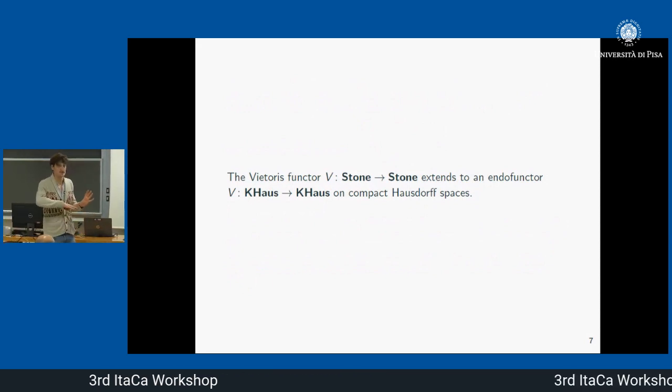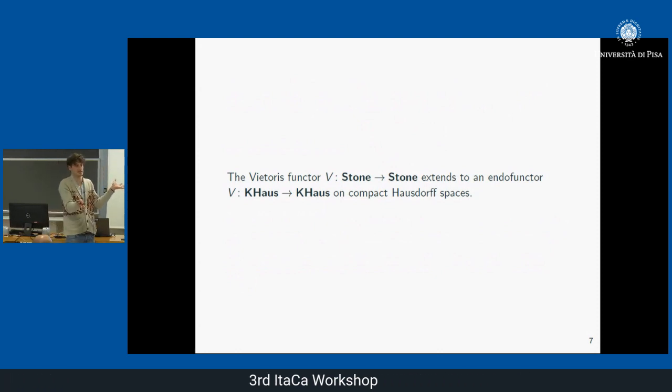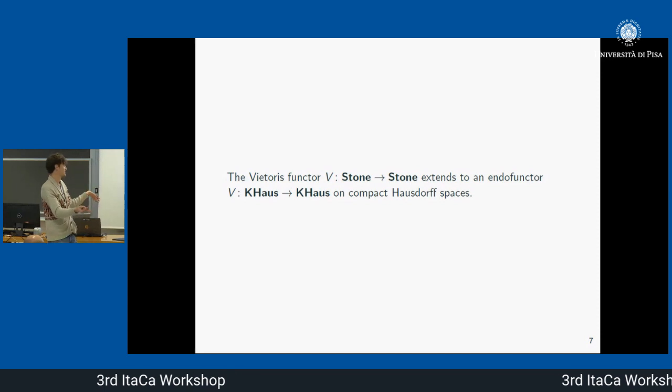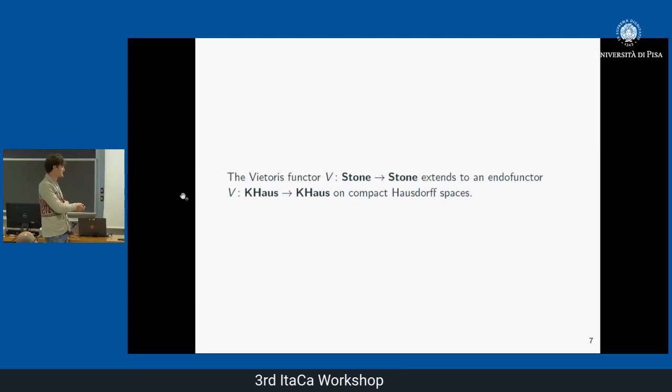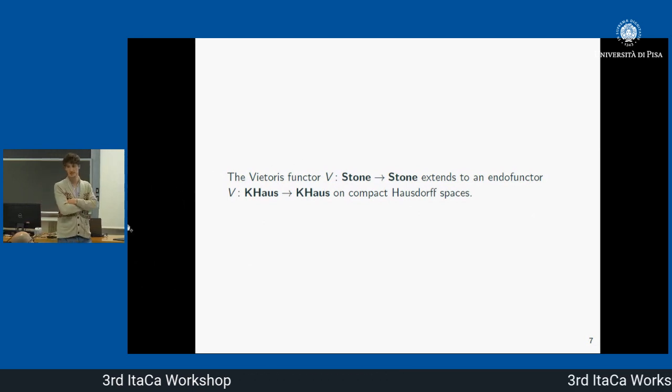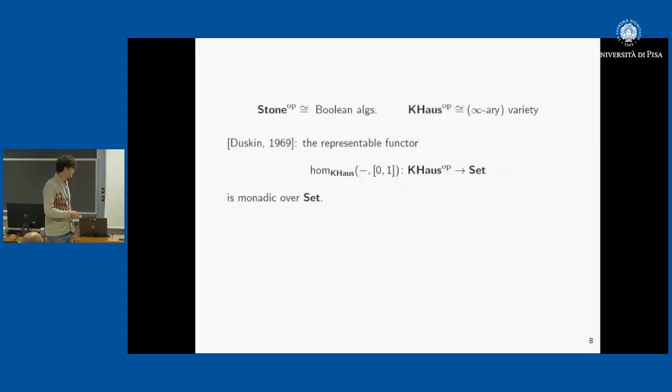Now, I'm interested in an extension of this duality from Stone spaces, which are certain compact Hausdorff spaces, to the category of compact Hausdorff spaces and continuous functions. The Vietoris functor extends to an endofunctor on compact Hausdorff spaces, so the Vietoris space of a compact Hausdorff space is still compact Hausdorff. By Stone duality, the dual of the category of Stone spaces is the category of Boolean algebras, which is a variety of algebras. So in particular, it's monadic over Set.